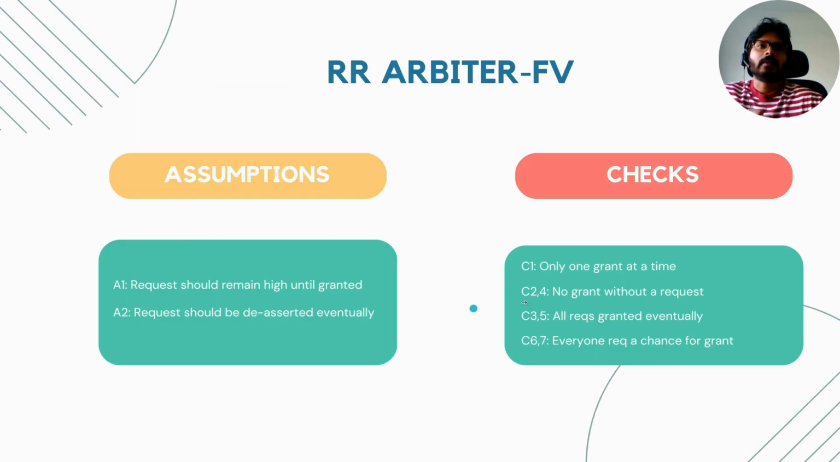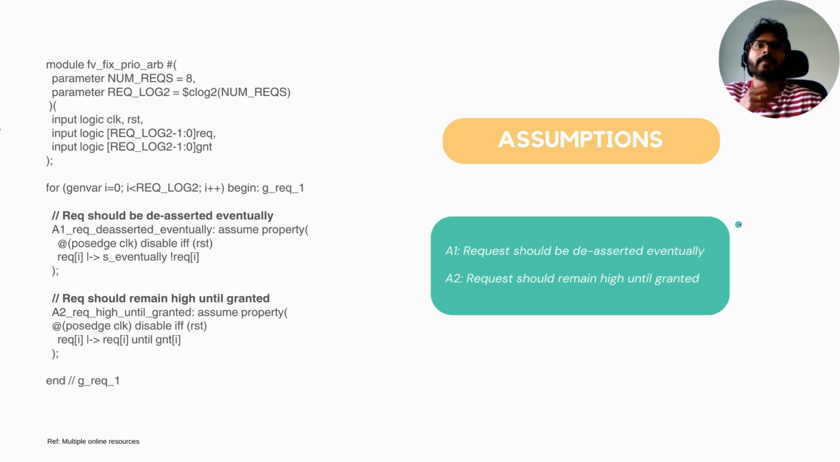If I go back to the previous slide, these are the keywords. The tags C1, C2 to C7 are for checks, which we are going to discuss in the next slides onwards, and A1 and A2 are assumptions. Let's discuss the two assumptions here.